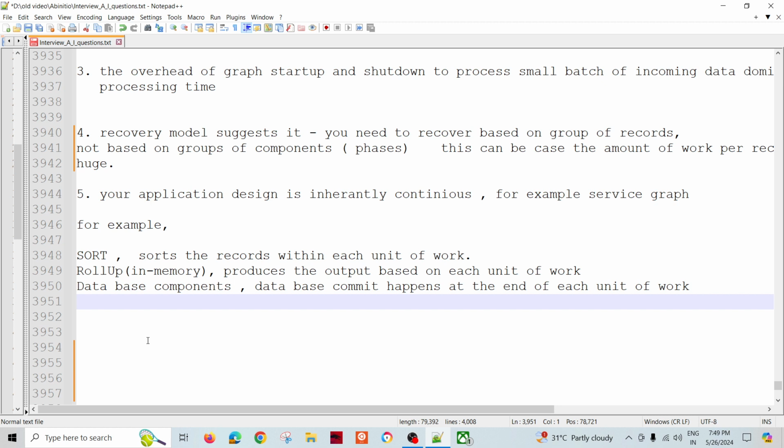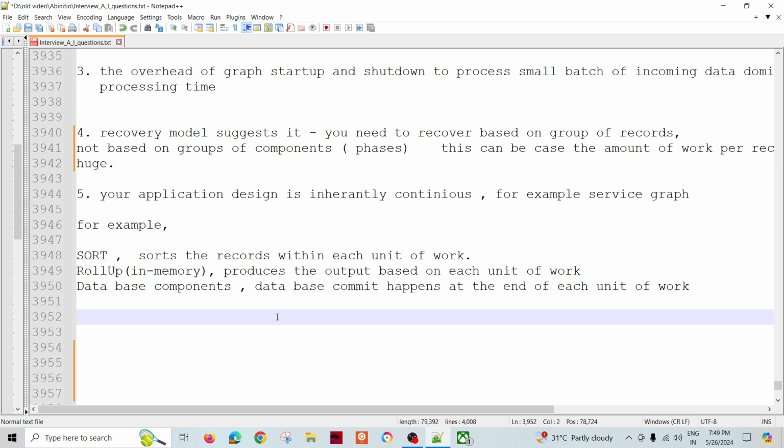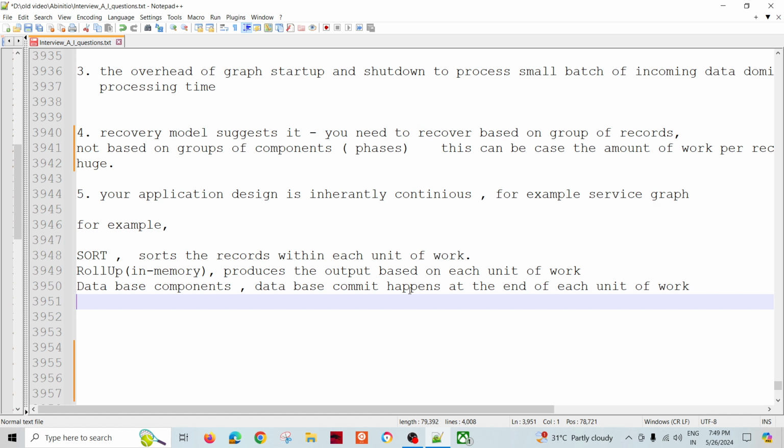And the database components: the commit happens at the end of each unit of work, right? So there is no commit table, there is no commit number as such in the database components running in the continuous graph, but a commit happens based on the unit of work. So if a checkpoint comes, the respective database component must commit the changes into the database, and then the next unit of work should start and process.